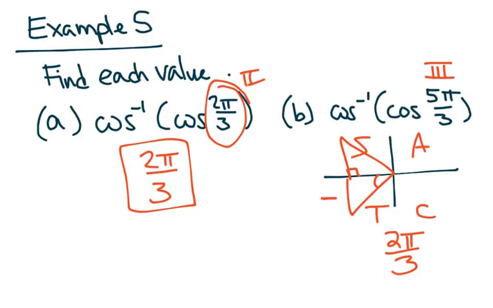Now, another way that you can do this is you could have changed these back into degrees and done this in your calculator, in which case it would tell you the right answer in degrees. The problem with radians is it's going to give you decimal radians.